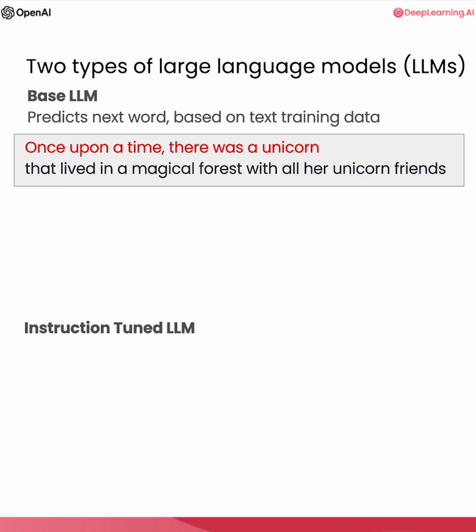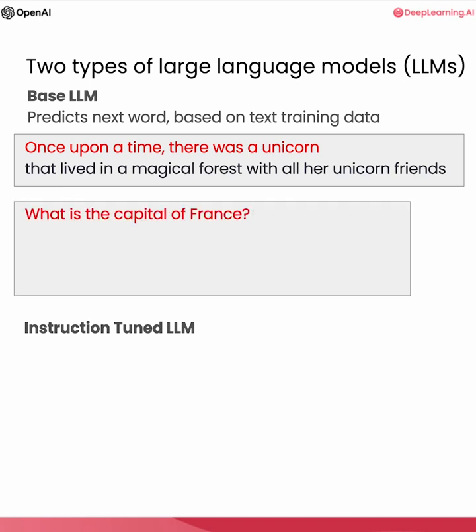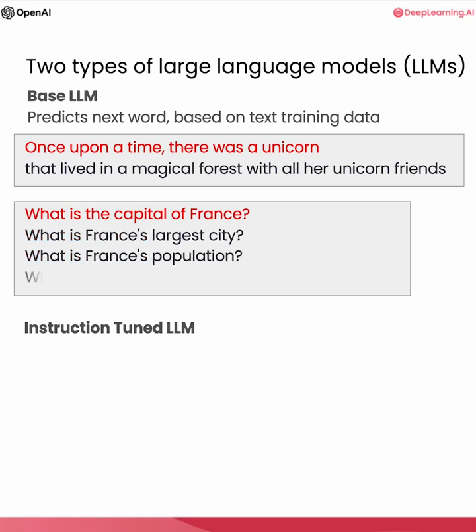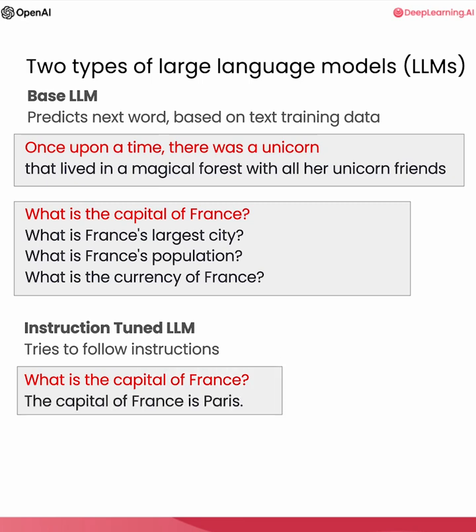Now, a downside of this is that if you were to prompt it with "what is the capital of France," it's quite plausible that on the internet there might be a list of quiz questions about France. So it may complete this with "what is France's largest city, what is France's population," and so on. But what you really want is for it to tell you the capital of France, probably, rather than list all these questions. So an instruction-tuned LLM instead tries to follow instructions and will hopefully say the capital of France is Paris.